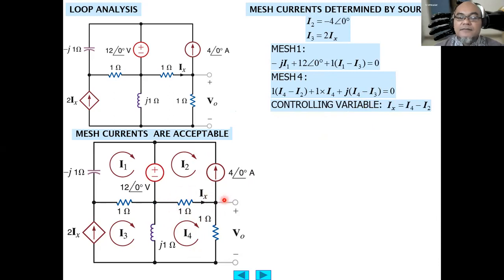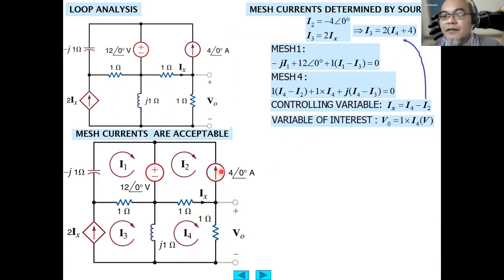The variable of interest is V output, and V output equals I4 times 1 ohm. So we have to find the value of I4. Since I3 equals 2Ix, we substitute Ix with I4 minus I2. So we obtain I3 equals 2 times I4 plus 4, because we substitute I2 with -4, and there is a minus here, so this becomes positive.